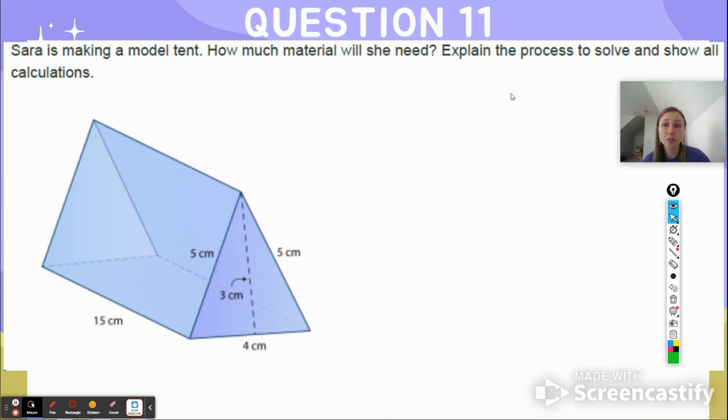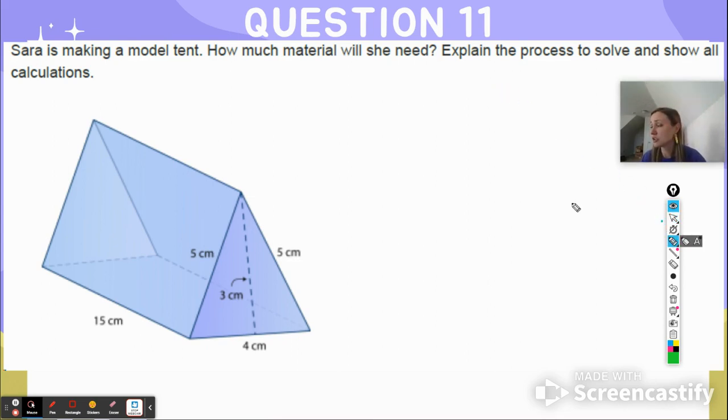This is the example for question number 11 on the Unit 5B surface area test retake. Sarah is making a model tent. How much material will she need? And you also had to show all of your calculations. So when we're figuring out how much material is needed for something, that's talking about the outside of the shape, which would be the surface area.